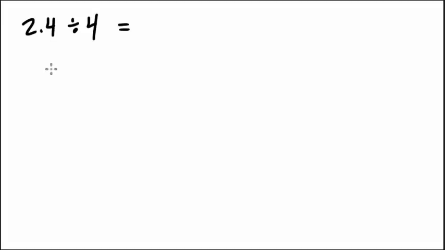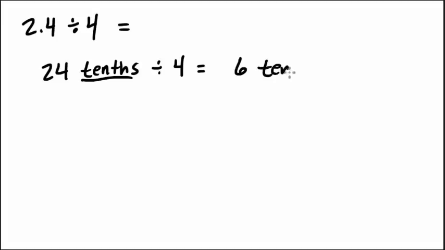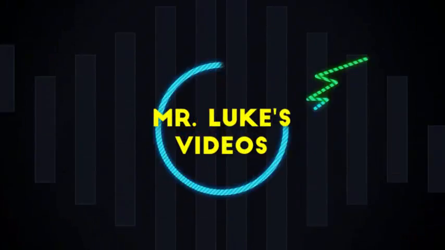Or we can look at it as 24 tenths. We can rename it. What's 24 tenths divided by 4? Which is equal to, how many times does 4 go into 24? 6, but it's also tenths. How do we write 6 tenths? 0.6. So that's how you do that. Hope that helps.